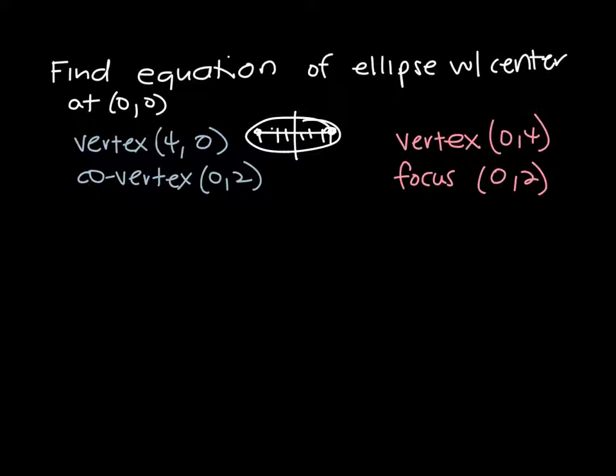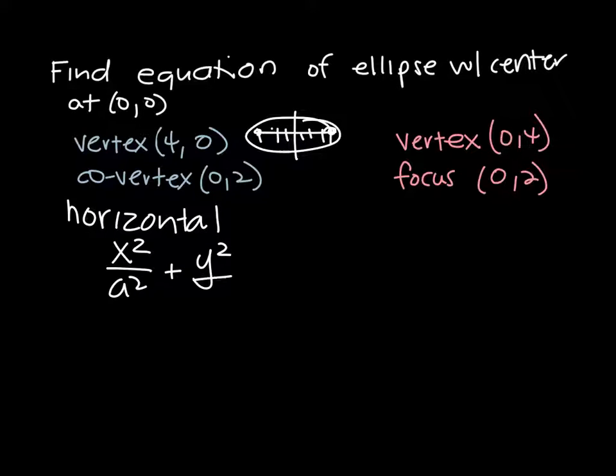No, the vertex is always the greater. It depends on if the number's in the X position or in the Y position. Does that make sense? If the number's on the X, then that's the part that's the longest. If the number's on the Y for the vertex, then it's vertical. So I know this is horizontal, and what that tells me is that the A squared comes under the X squared.